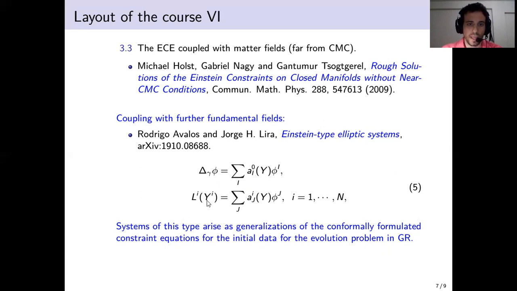Here, these Y fields are sections of special vector bundles, and this models the conformally formulated constraint equations, also coupled to further constraints that may arise, for instance, when we couple the constraints with matter fields such as Yang-Mills and, for instance, the case of electromagnetic fields. In those cases, we get larger systems, and in general situations, these systems are completely coupled. They don't decouple even under CMC conditions. So we will present a detailed analysis of these very general systems that generalize the above settings.